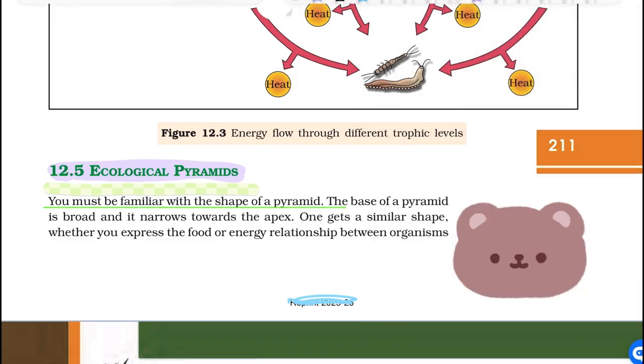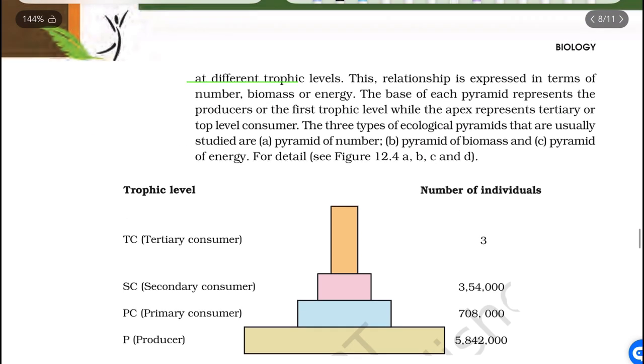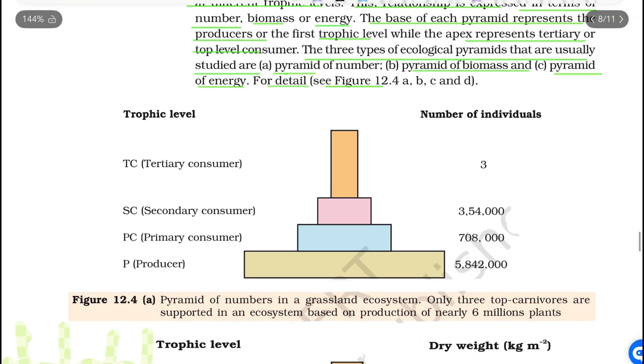Next is ecological pyramids. You must be familiar with the shape of a pyramid. The base of the pyramid is broad and it narrows towards the apex. One gets a similar shape whether you express the food or energy relationship between organisms at different trophic levels. This relationship is expressed in terms of number, biomass, or energy. The base of each pyramid represents the producers or the first trophic level, while the apex represents the tertiary or top level consumer. The three types of ecological pyramids usually studied are pyramid of number, pyramid of biomass, and pyramid of energy. For detail, see figure 12.4 A, B, C, and D.